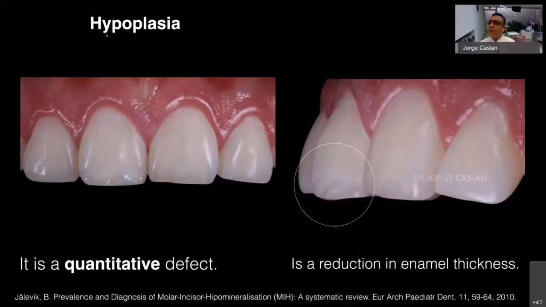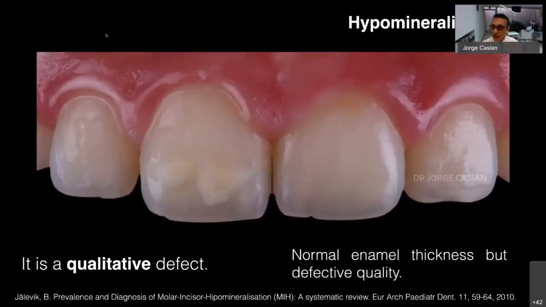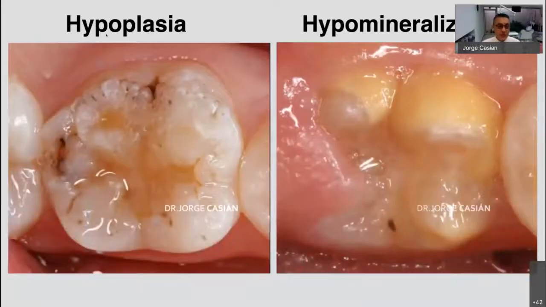So, this is a hypoplasia. It is a quantitative defect of enamel. The borders of the defect look rounded. The enamel is hard, and it is usually free of caries. This is a hypomineralization. It is a qualitative defect of enamel. The enamel looks porous and breaks easily. The left side on your screen is a hypoplasia, and the right side on your screen is a hypomineralization. It looks completely different.